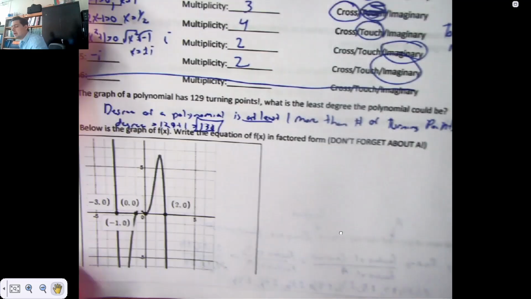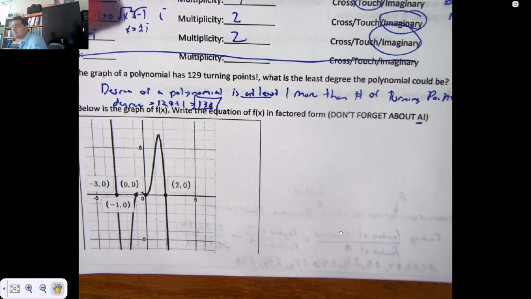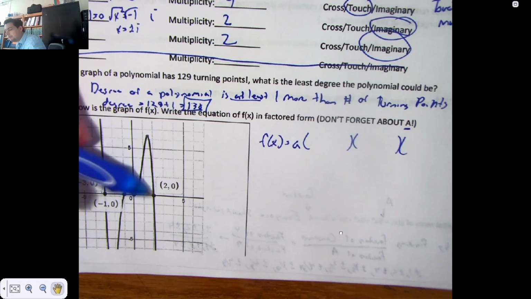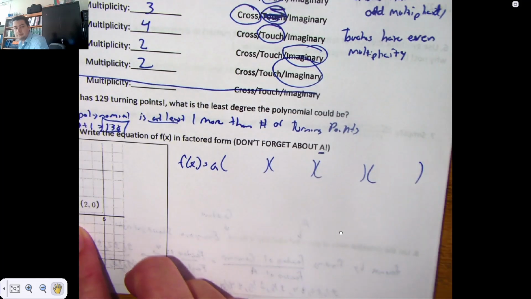All right, below is the graph of f of x. Write the equation of f of x in factored form. I'm not even asking you to put it in standard form. And don't forget about a. So a is the very first thing to actually write. f of x is a. We're going to start writing our factors out. I got 1, 2, 3, 4 zeros, so I need 4 factors. Maybe. That one's kind of interesting, but we'll go ahead and write it out as parentheses and then we'll clean it up. I'm actually going to start with this one.